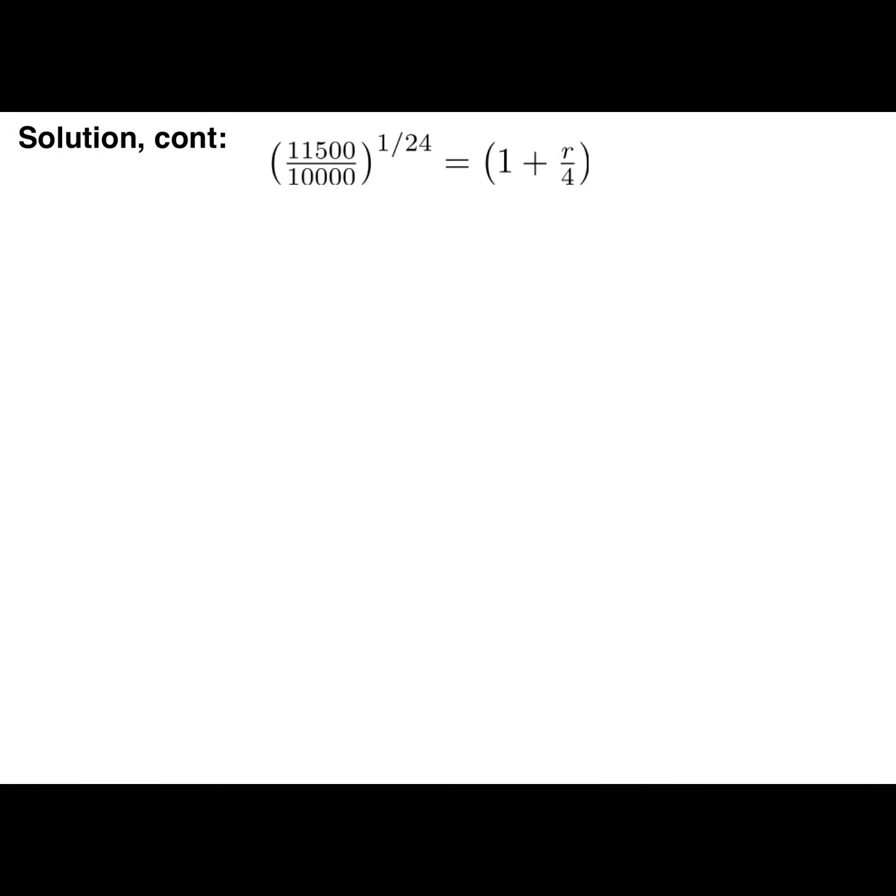All right, so here's what we have, and now I can drop the parentheses if I want. My next step is to get rid of the 1. I undo that by subtracting. So let's subtract 1 from both sides. And my last step to isolate the R is to multiply both sides by 4.